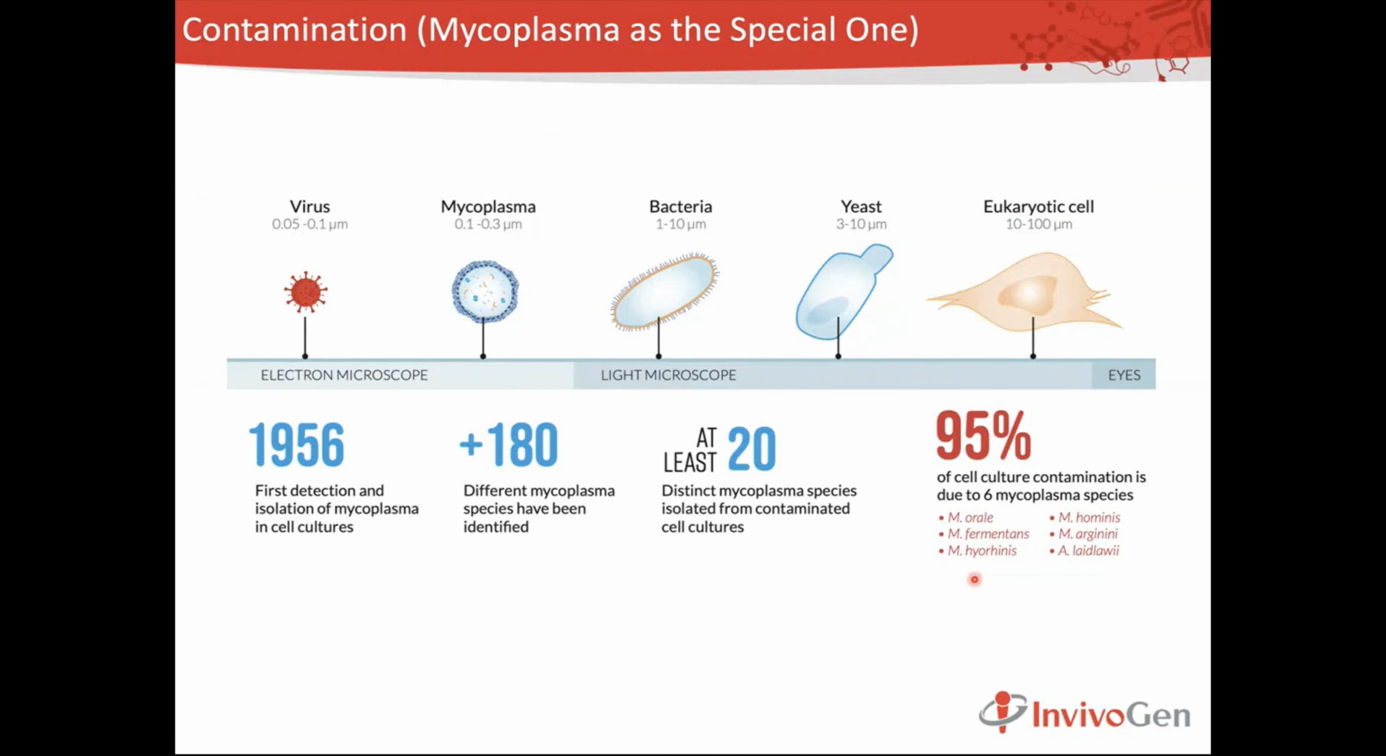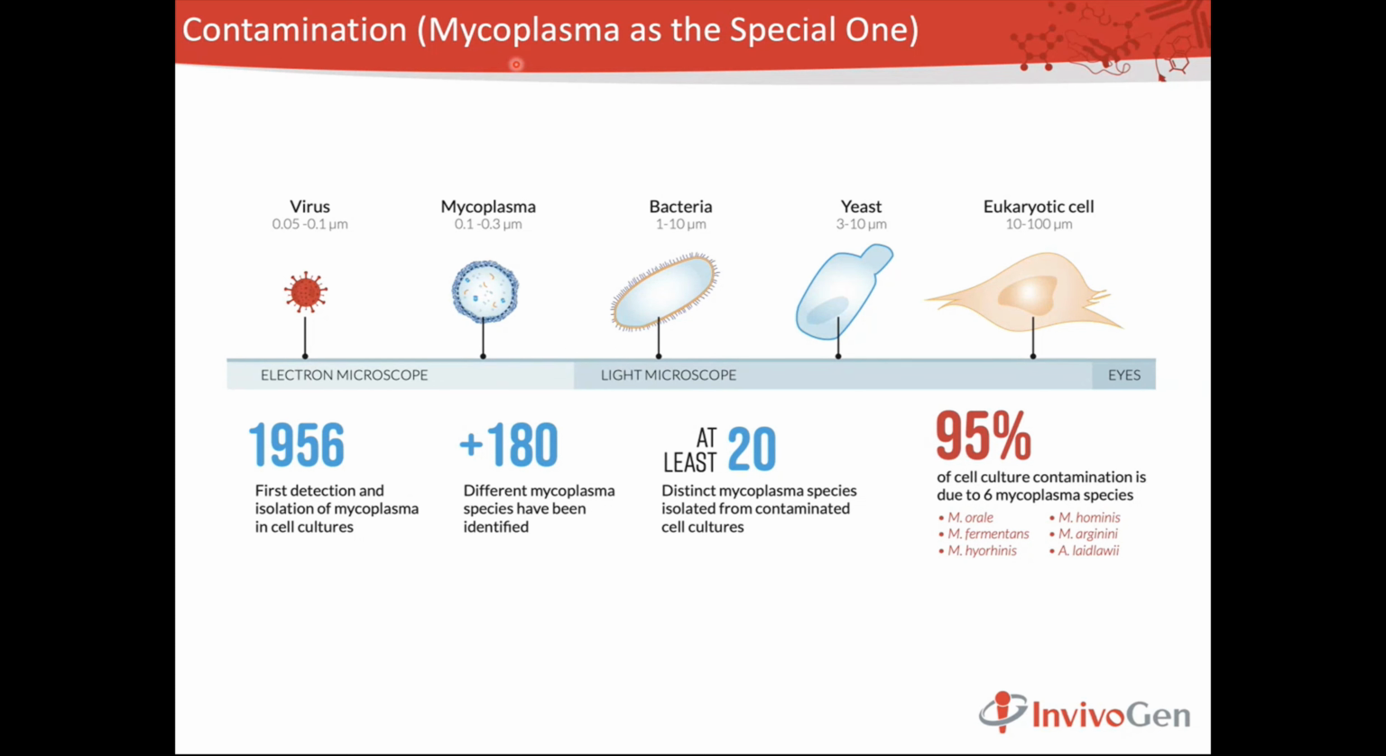So that was about prevention. Now let's take a look at detection. For detection, we will pick out Mycoplasma as the special one. Why? For bacteria and yeast contamination, you don't really need a specialized detection method. You can see it by naked eyes or simply by light microscope. The medium will turn yellow or turn cloudy. You can see it right away once you open the door of your incubator. You don't even need to do special tests.